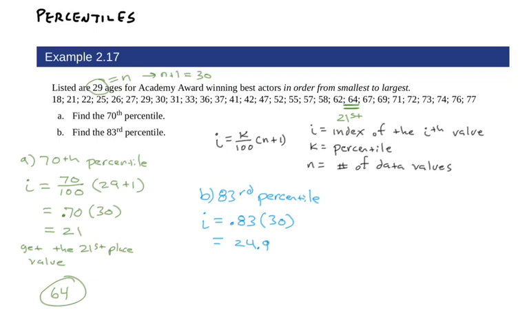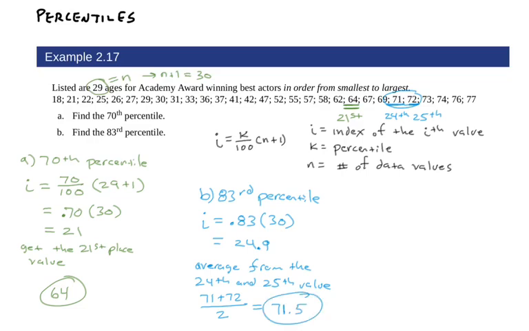So we're going to have to take an average from the 24th and the 25th value. Let's note those: the 24th and 25th values are 71 and 72, and we're going to take an average of that. It's fairly easy to see that it's going to be 71.5. If we need to, we get the midrange there, and that gives us 71.5. So that gives us the 83rd percentile.